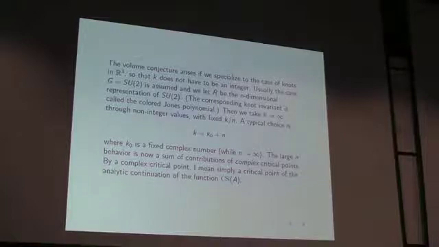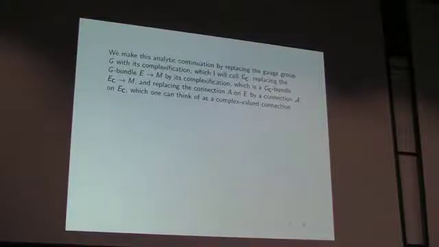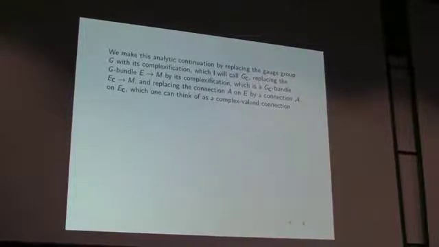By a complex critical point, I mean simply a critical point of the analytic continuation of the Chern-Simons function. We make this analytic continuation in a straightforward way. We replace the gauge group G with its complexification, which I'll call G sub C. And likewise, we replace the G bundle E by its complexification, E sub C. And we replace the connection A by a complex valued connection, curly A, on E sub C.